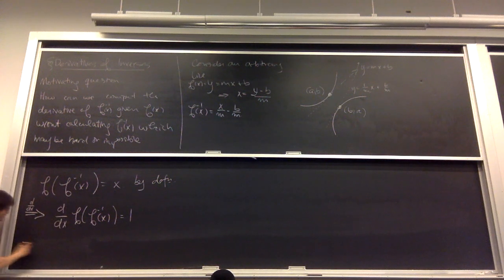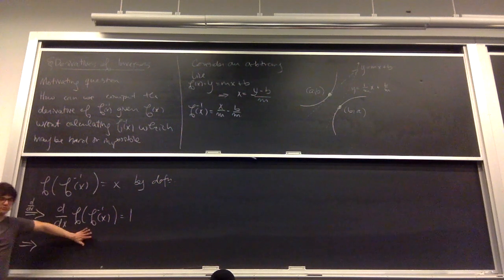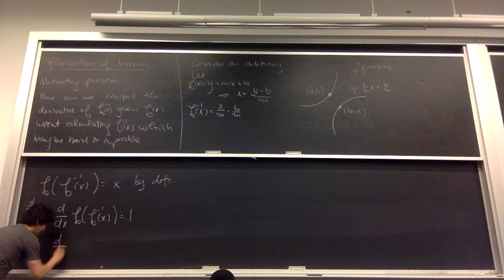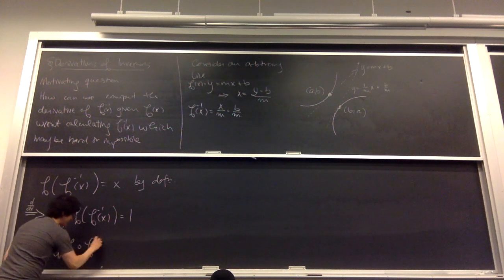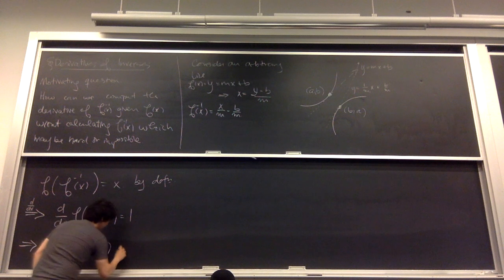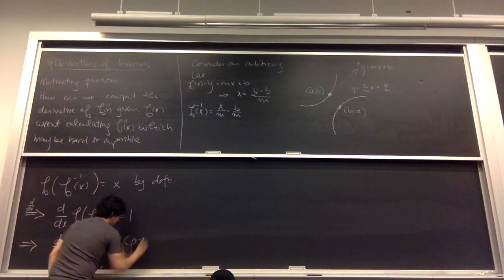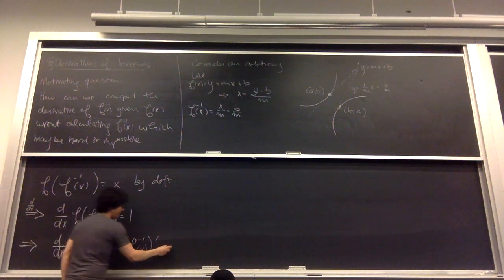I taught you the chain rule yesterday, so how can we expand this? What's the rule? First the derivative of the outside, composed with what was inside, and then multiplied by the derivative of the inside, which is the derivative of f of x. And this is all equal to 1.